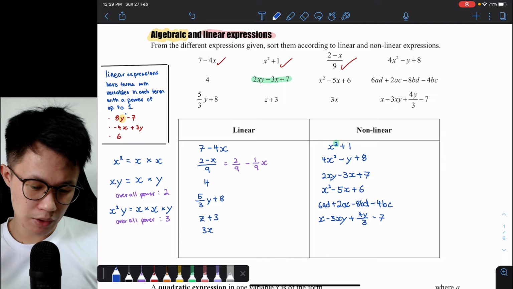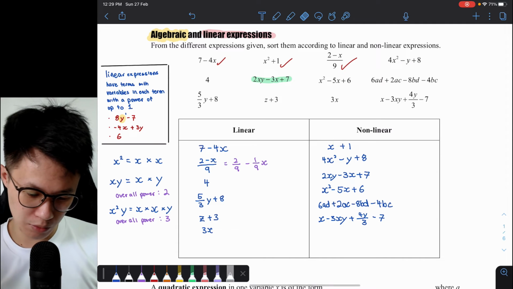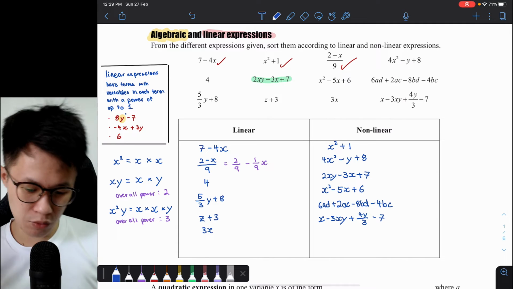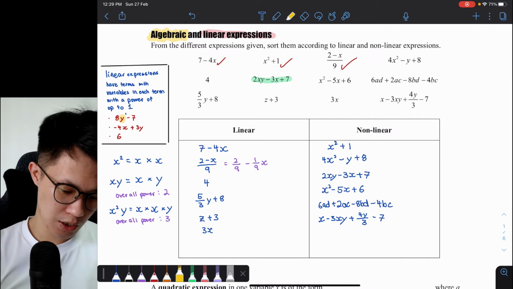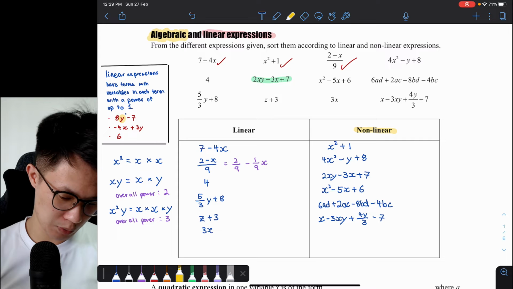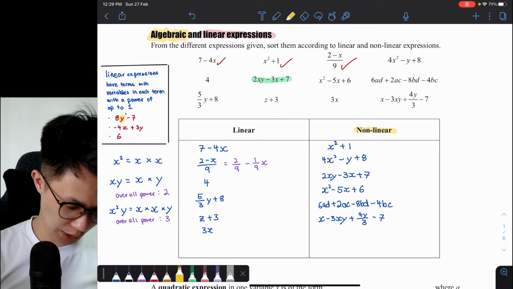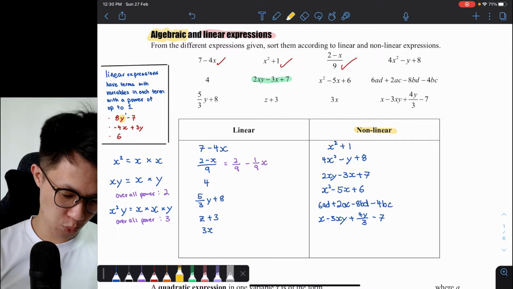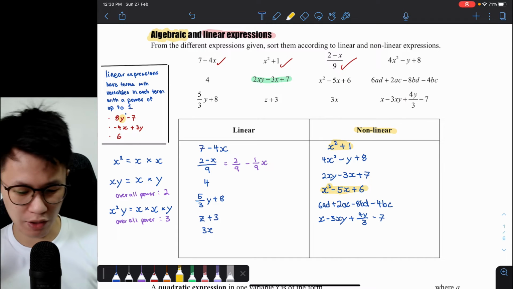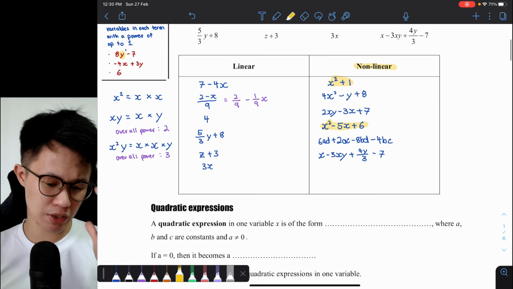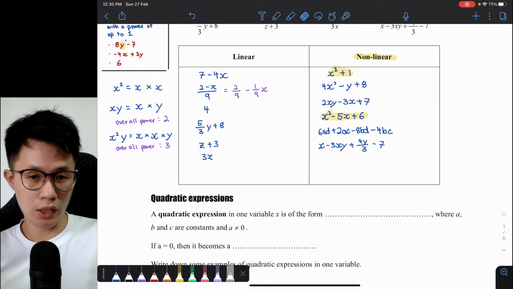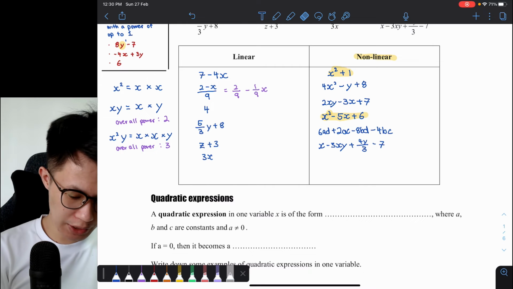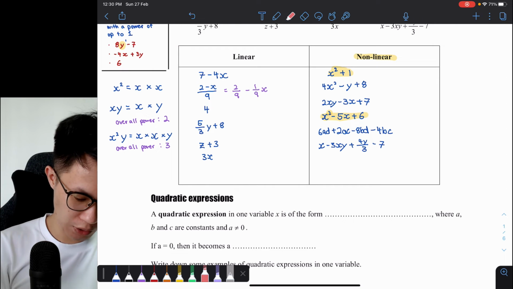So in this part of this topic, we would like to talk about some unique expressions in the non-linear branch. We are going to talk about one very important kind of expression, and we call them the quadratic expressions. So I'll just highlight these two special ones. What are these two special expressions called? These are called quadratic expressions in one variable x. The keyword here is simply in one variable.